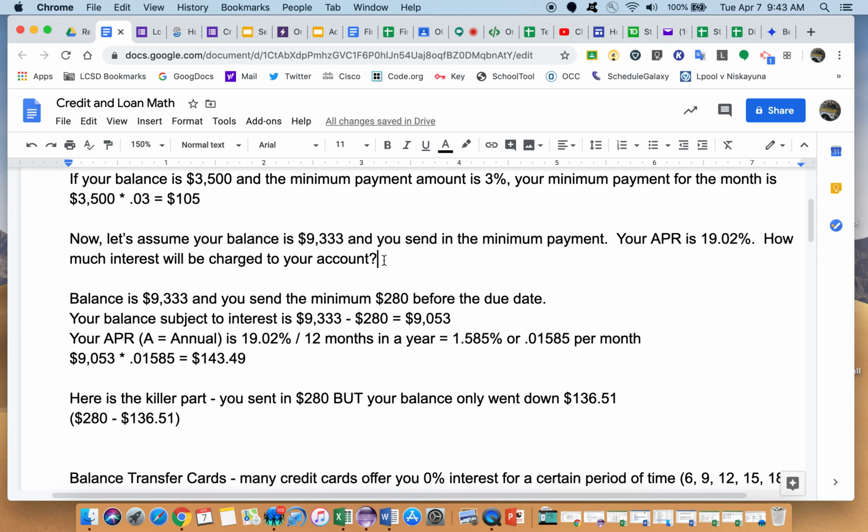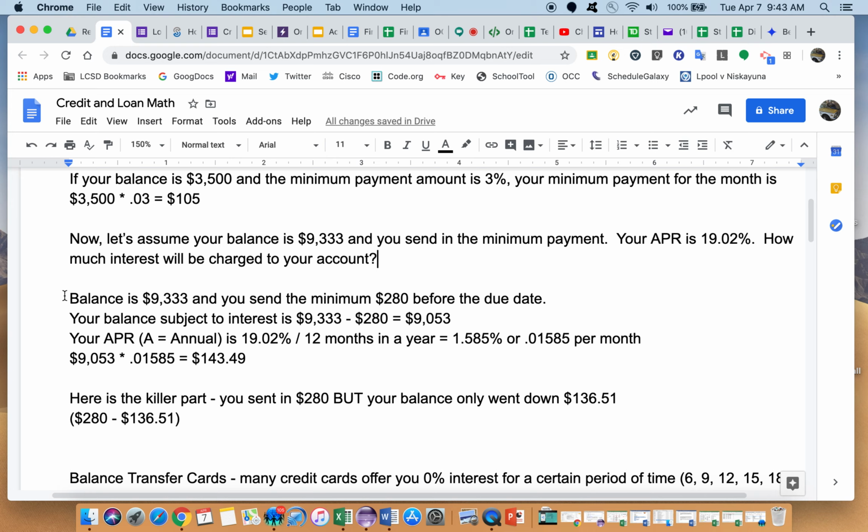So right now, if you were to go get a new card, the average is about 19.02%. And that is based on credit rating. So if you have a better credit rating, you'll have a lower rate than that. And if your credit rating is not as good, it'll be higher than that.